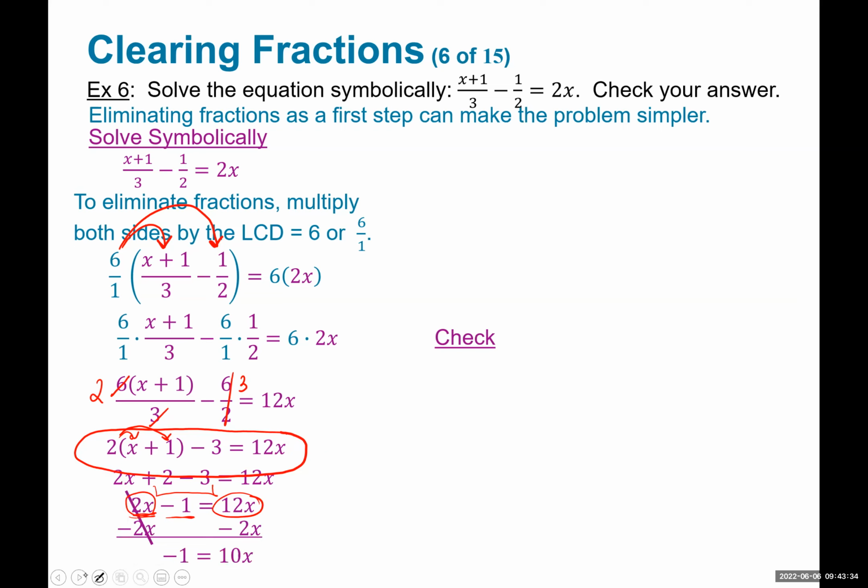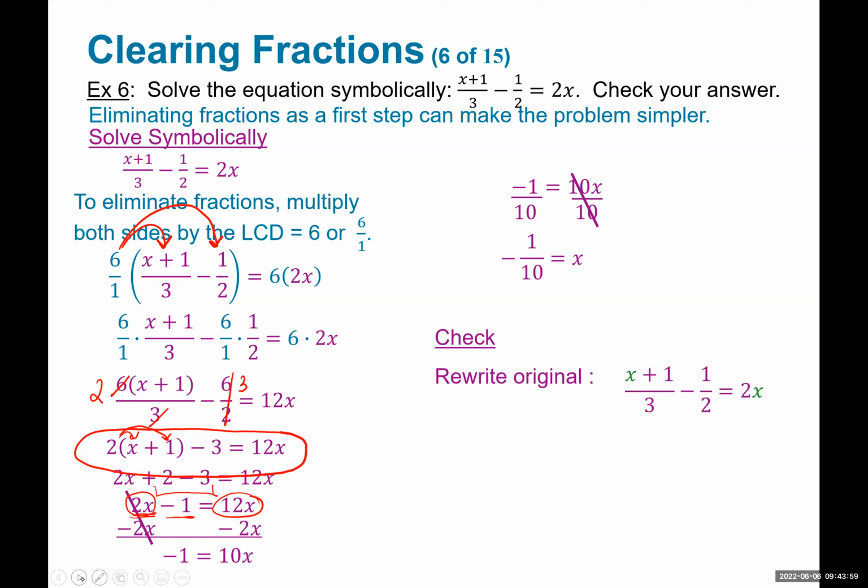And we have -1 equals 10x. Now we have multiply by 10, so we need to divide by 10 on both sides. Okay, and we get x equals -1/10. We need to check our work. So rewrite the original question, and wherever there's an x, substitute a -1/10.